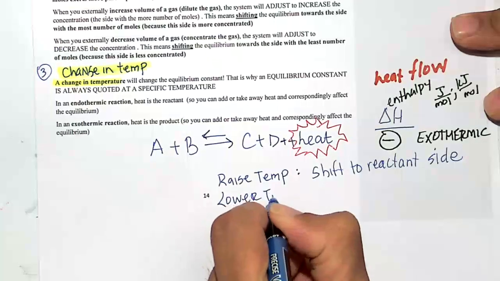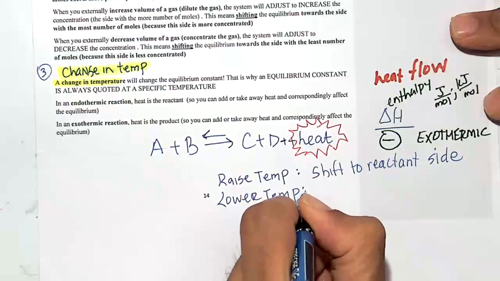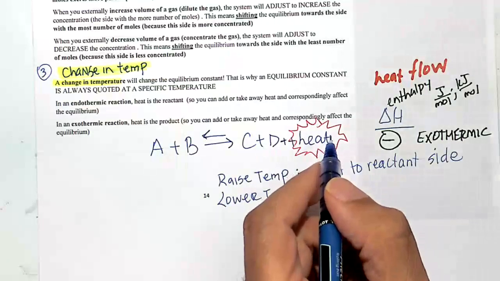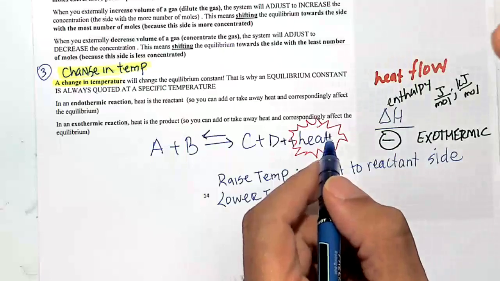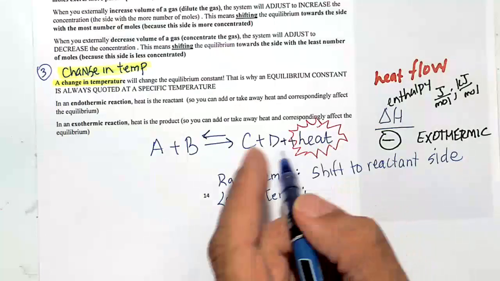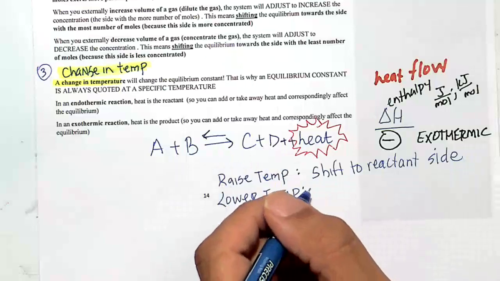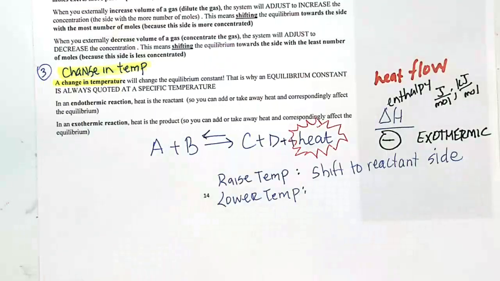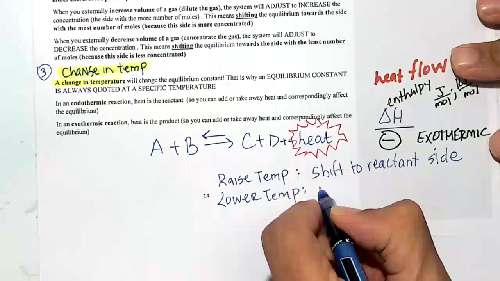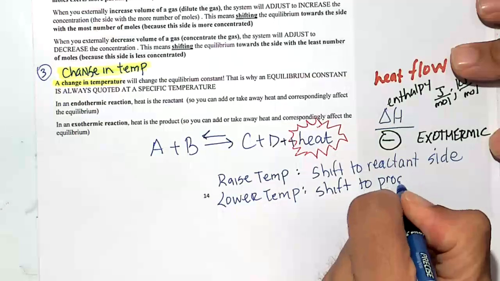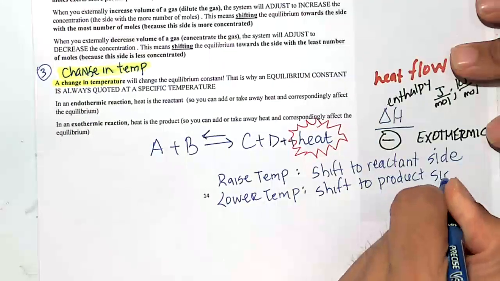What happens if you lower the temperature for an exothermic reaction? Lowering the temperature means you remove heat. The reaction is exothermic, and you're removing that heat. So which way will the equilibrium shift? The offset would mean go to the side that has the heat. So for an exothermic reaction, that's going to be the product side to the right.